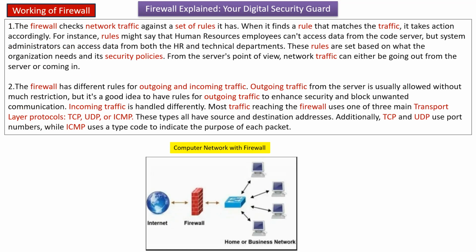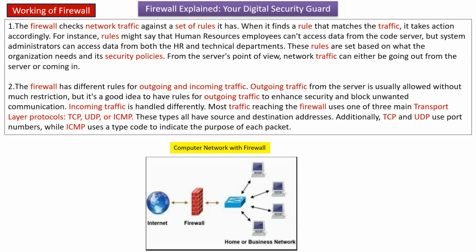The firewall checks network traffic against the set of rules it has. When the firewall finds a rule that matches the traffic, it takes action accordingly. For example, rules might say the human resource employees cannot access data from the code server, but system administrators can access data from both HR and technical departments. These rules are set based on what the organization needs and the organization's security policies.